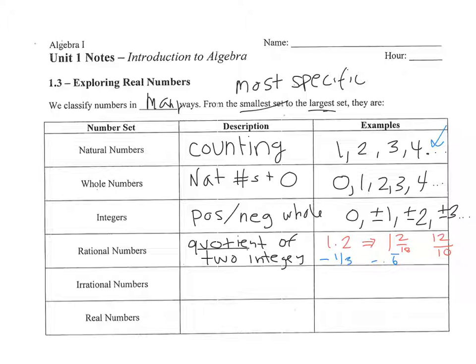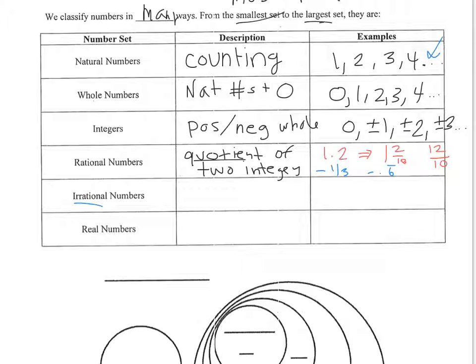Whereas an irrational number is the opposite of rational. So an irrational number is a number that you can't write as the quotient of two integers. So what I think of as rational is something that makes sense.